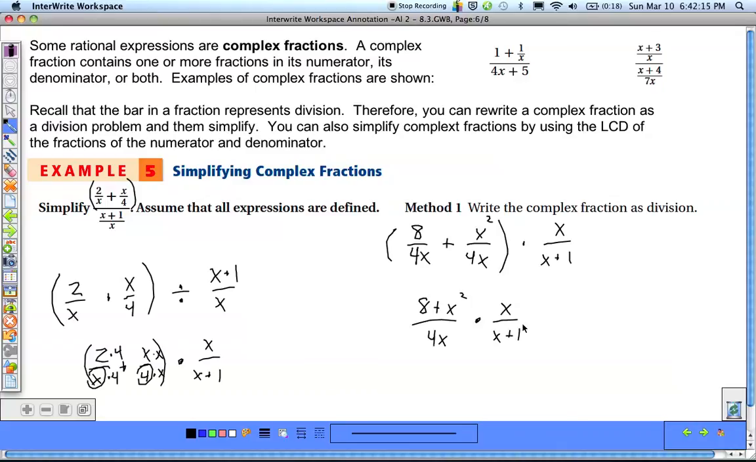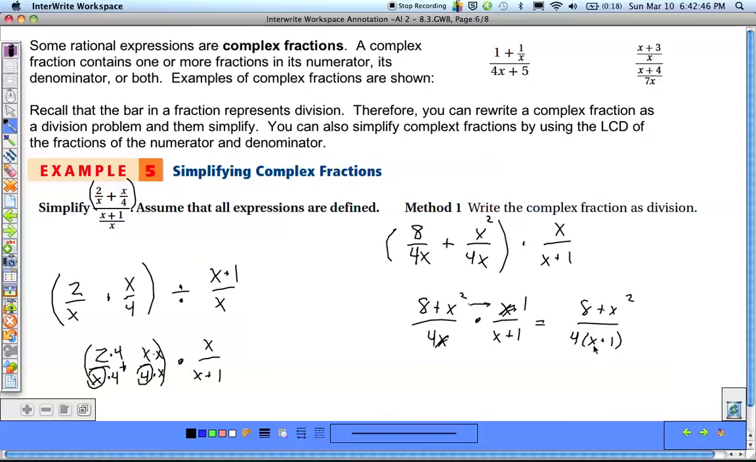Well, remember what we talked about before. When you multiply two fractions, you can go through and reduce before you actually multiply. Do we see anything in the numerator or denominator that can be reduced? We have an x in the numerator and an x down here in the denominator that we can go through and cancel out, leaving us with just a 1 here and a 4 down here. 8 plus x squared times 1 is going to be 8 plus x squared over 4 times x plus 1, which is just going to be 4 times x plus 1.